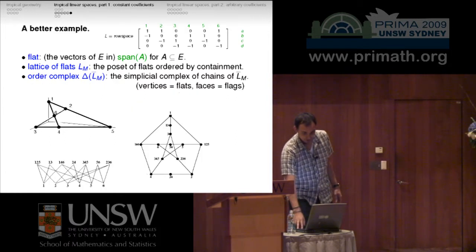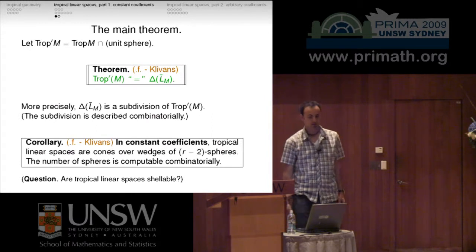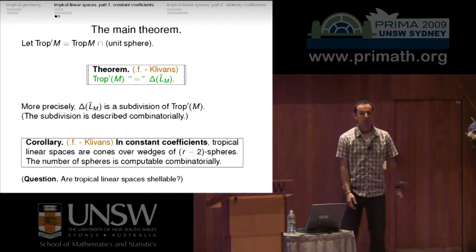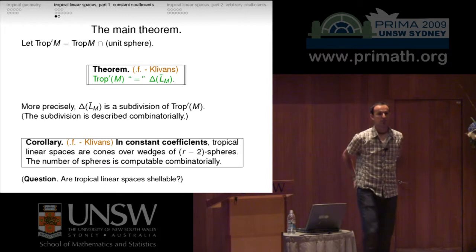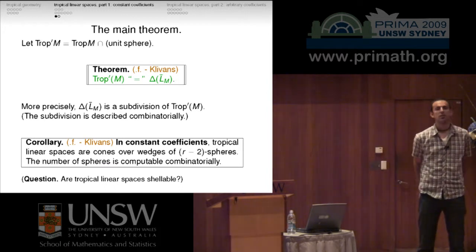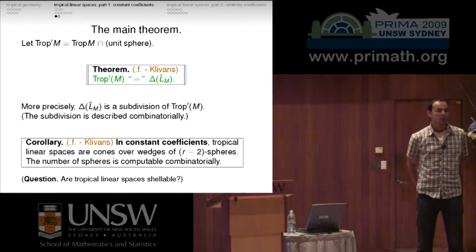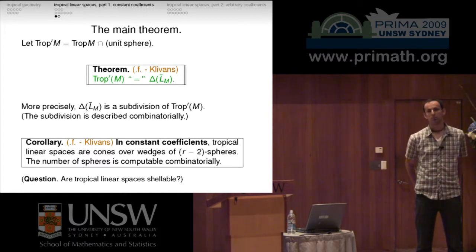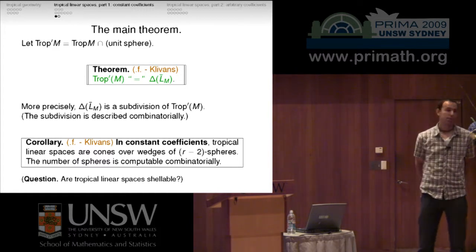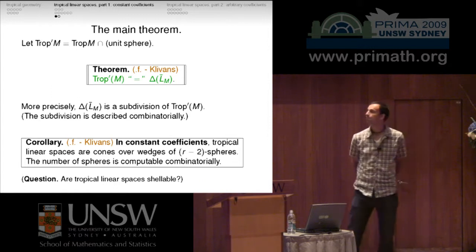And the reason that I introduce all of this is because the main theorem on tropical linear spaces with constant coefficients is that the tropical linear space is exactly that simplicial complex. This is a theorem joint with Carly Klivans.